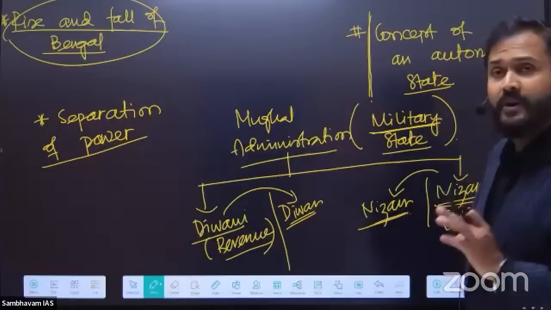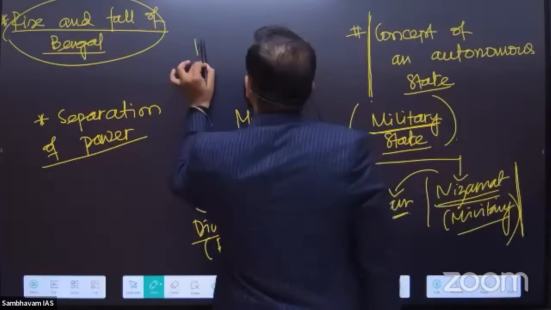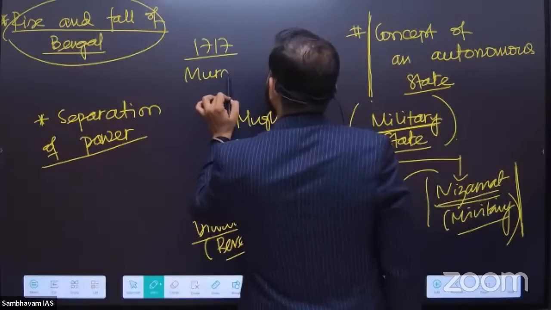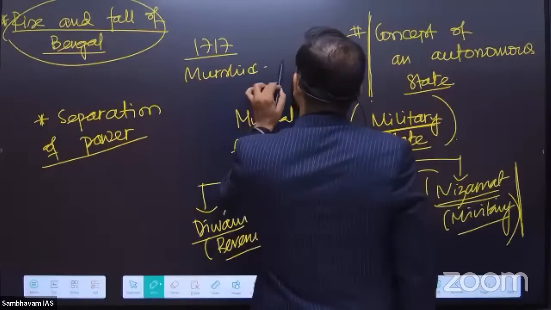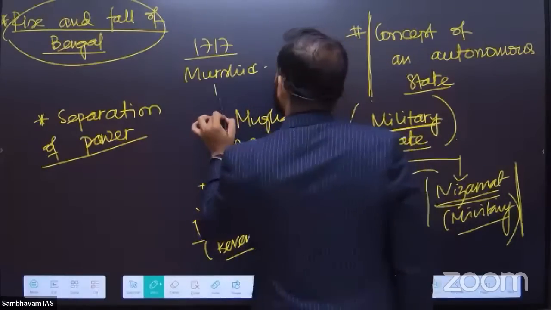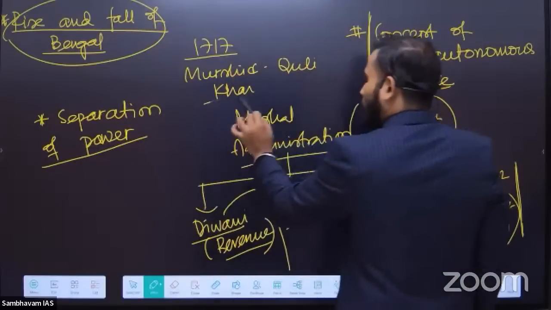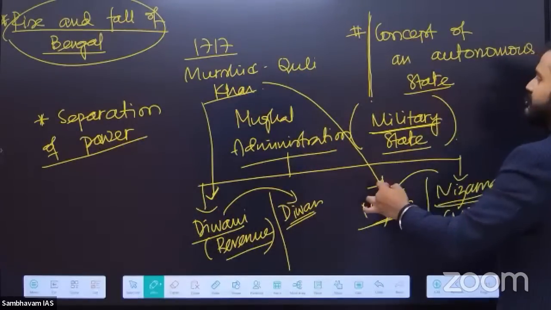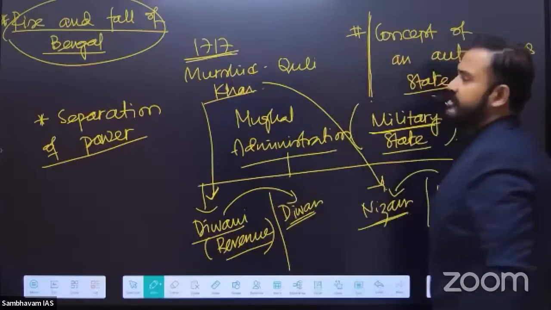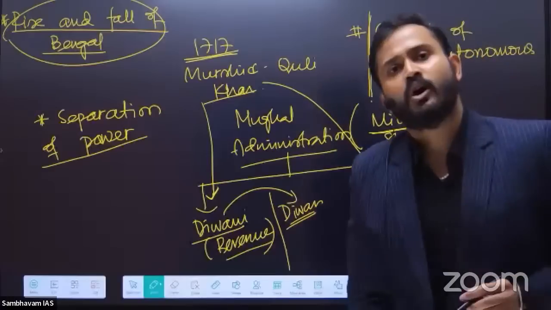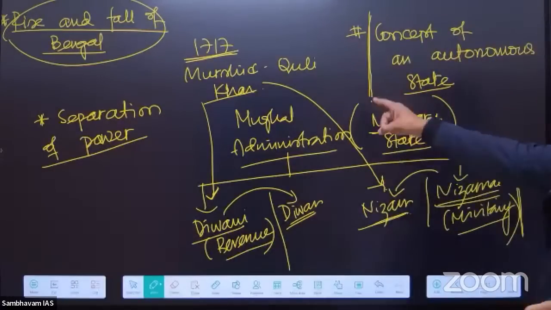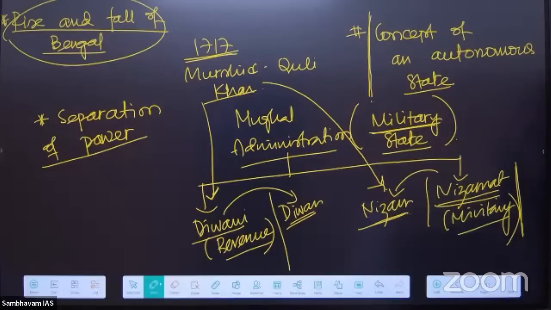But this happened in Bengal in the year 1717 under Murshid Quli Khan. He was already the Diwan of Bengal. He was also given the additional charge of Nizam in the year 1717. Thereby, Bengal became the first autonomous state. This is the definition. Keep on writing, you will consolidate. First, I'll give you some time to write down this diagram. Please write it down. If you do not understand, please ask.